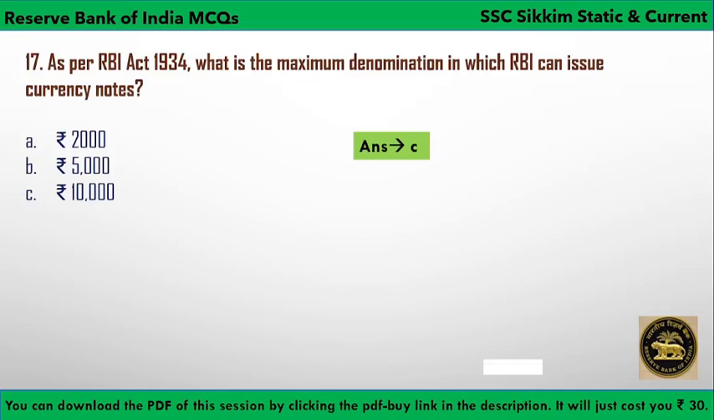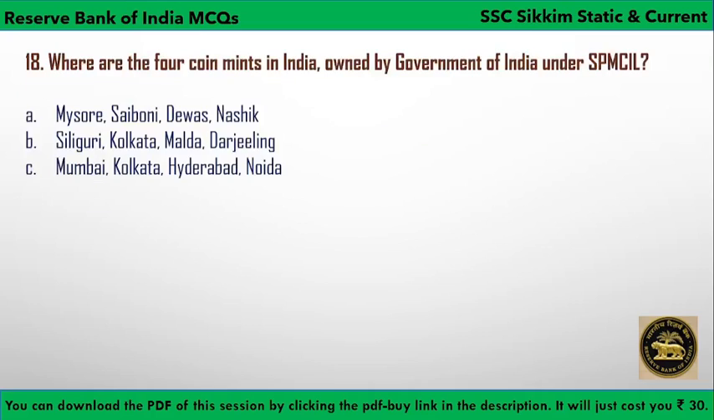The current maximum denomination is the 2000 rupees note. We all know that, but if allowed, RBI can issue up to a 10,000 rupees note. That is the maximum allowance given by the RBI Act 1934. Okay, next question. Where are the four coin mints in India owned by Government of India under SPMCIL?